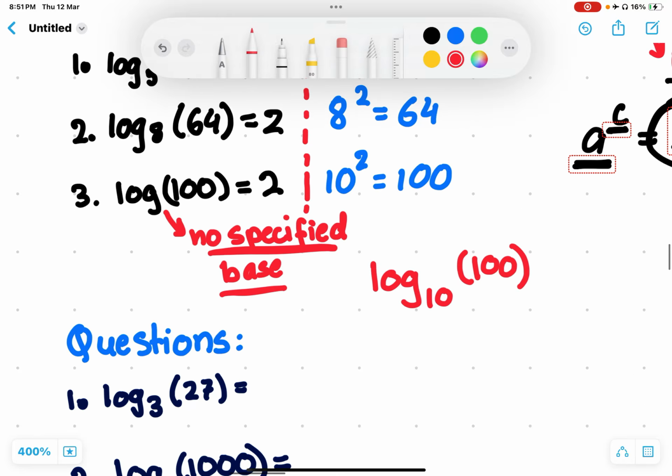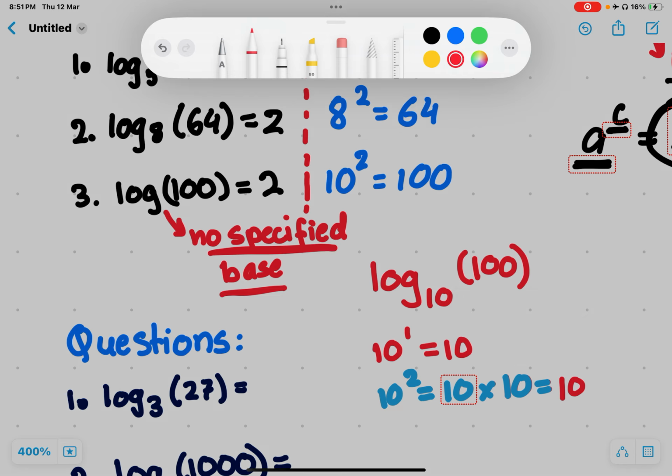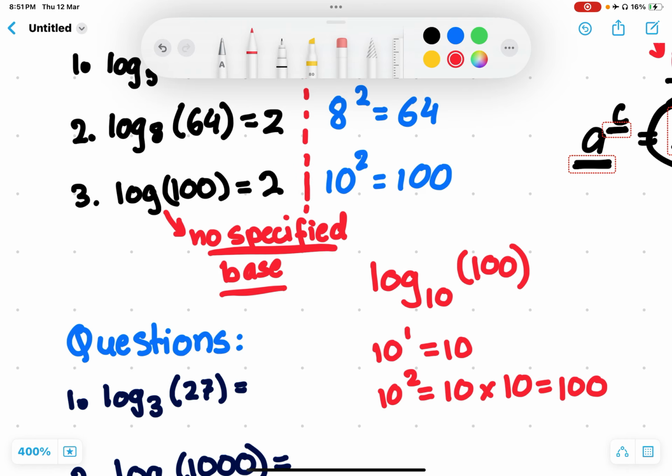Now we're thinking about what should I raise 10 to get 100. So we know that 10 to the power of 1 is 10. 10 to the power of 2 is equal to 10 times 10, is equal to 100. And therefore, 2 is the exponent we're looking for, which is why we've got 2 over there. Does that kind of connect for you guys? So that's why 10 squared is equal to 100, and thus log 100 is equal to 2. So again, it's just a little bit of a puzzled way of saying the same thing.